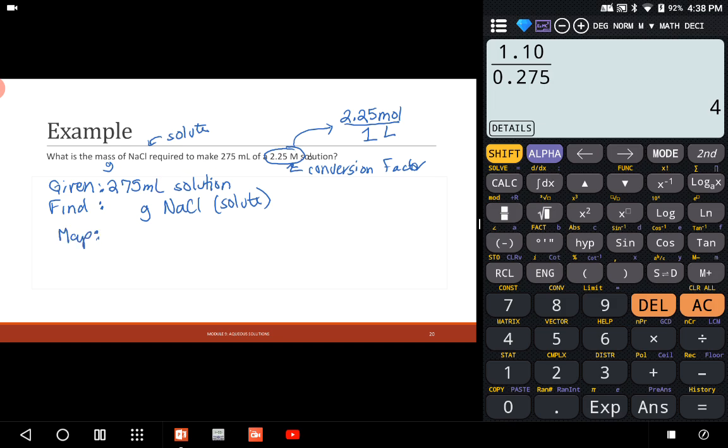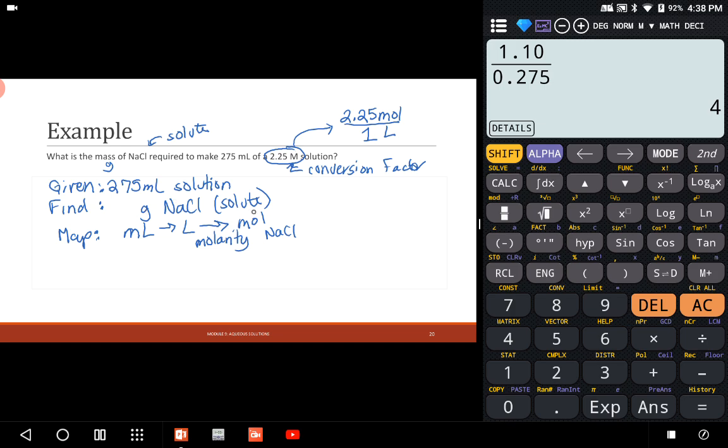I know I'm going to have to use my density as a conversion factor. That's going to require liters though. And so I'm going to have to go from the milliliters I'm given into liters so that I can use my molarity as a conversion factor. Then if I'm using molarity as my conversion factor, that will point me into moles of NaCl.